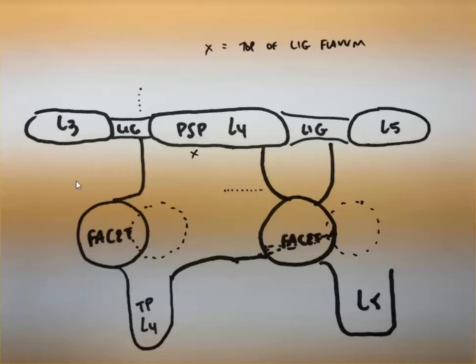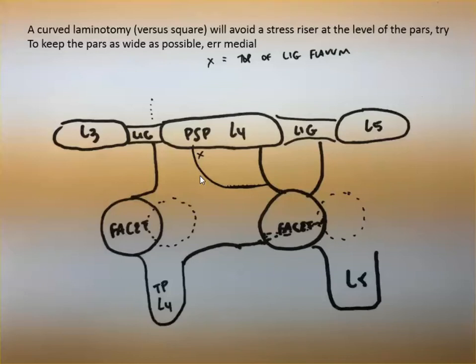So this new line is my cut. I make an initial cut with the burr, and that's the hole in the lamina. And you can see that will remove all the ligamentum flavum. And you want to keep the area for the pars as wide as possible. So this is the pars area. If you remove more bone, you make the pars skinnier, more likely to fracture. So basically, you want to take the least amount of bone to open up the dura so you don't weaken the spine.